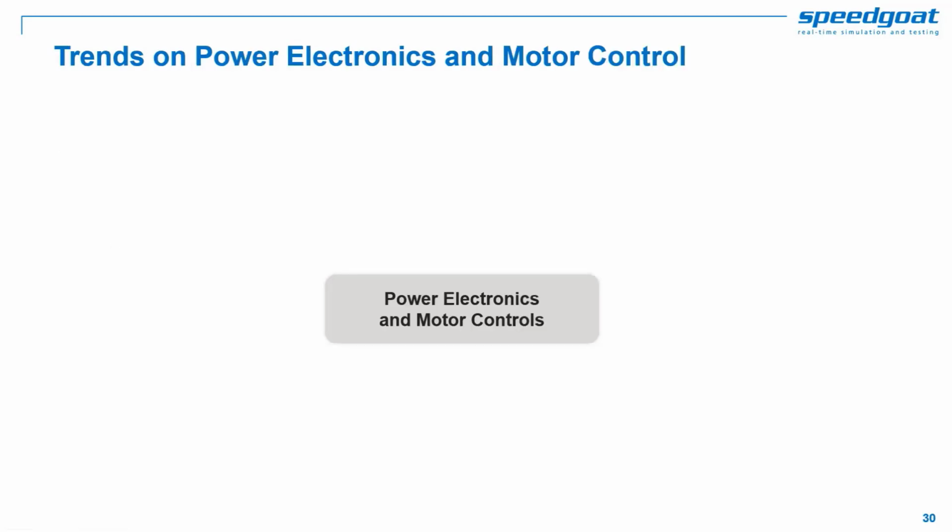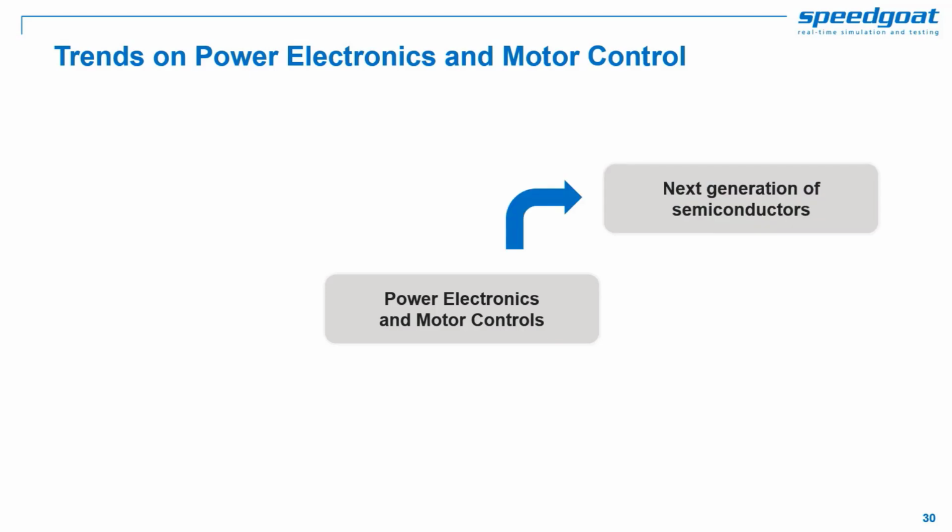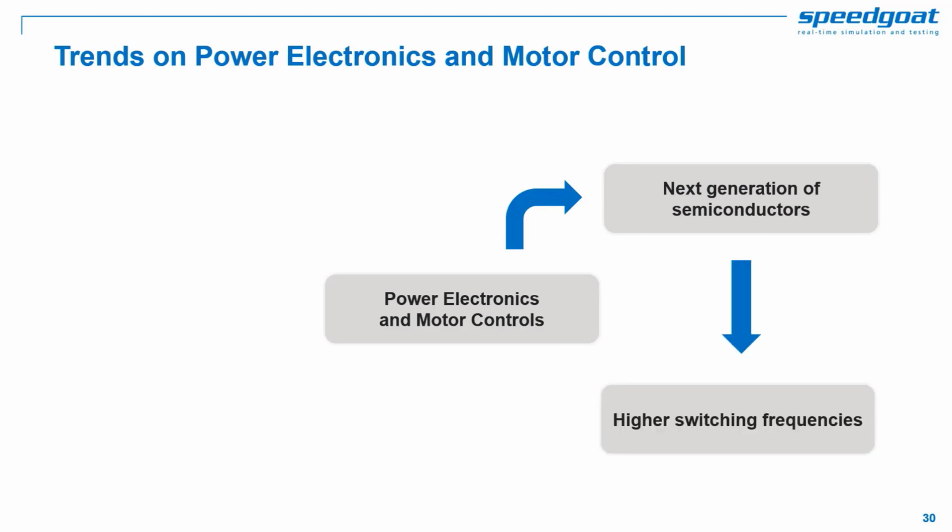In recent years, power electronics and motor control have been evolving fast, partly driven by the automotive electrification megatrend. At the component level, the use of wide bandgap semiconductors is leading to more compact and efficient power converters. At the same time, this increases the bandwidth and switching frequencies of controllers from a range of tens of kilohertz all the way to several megahertz.